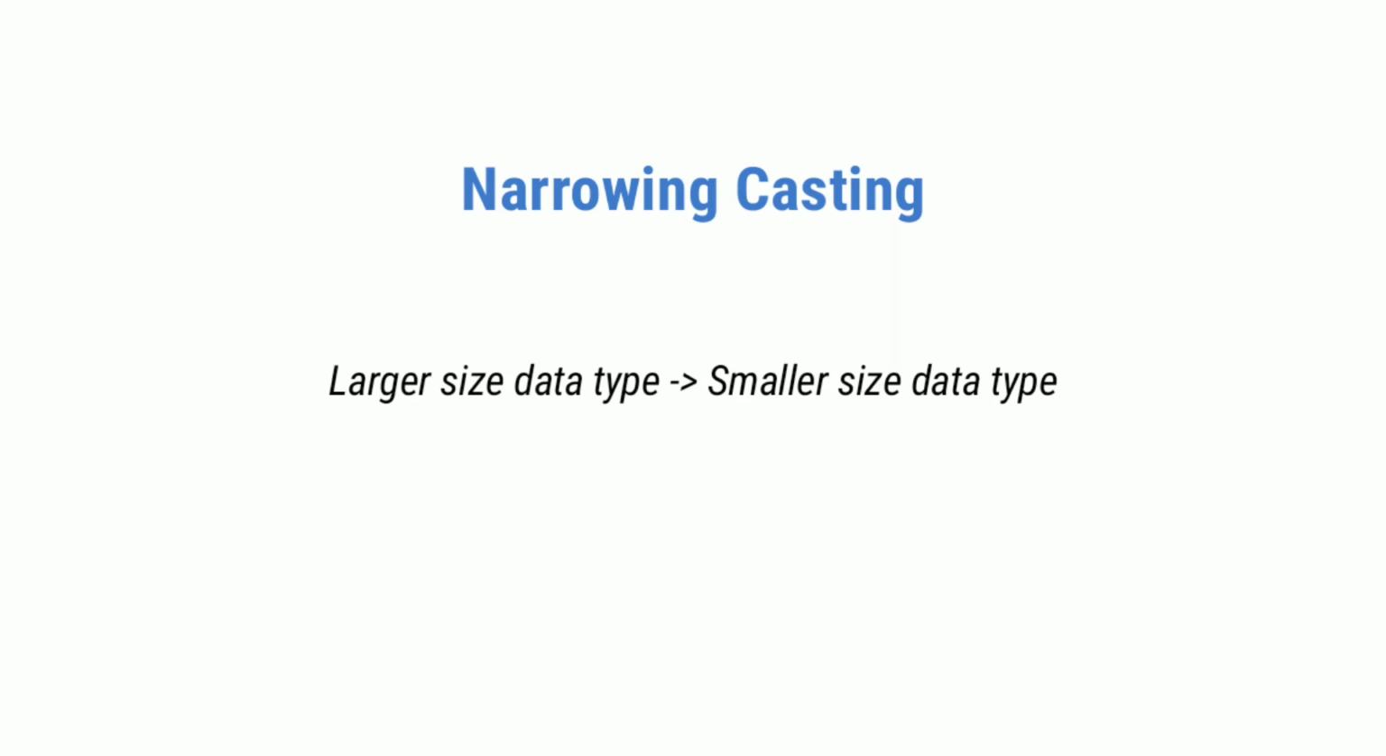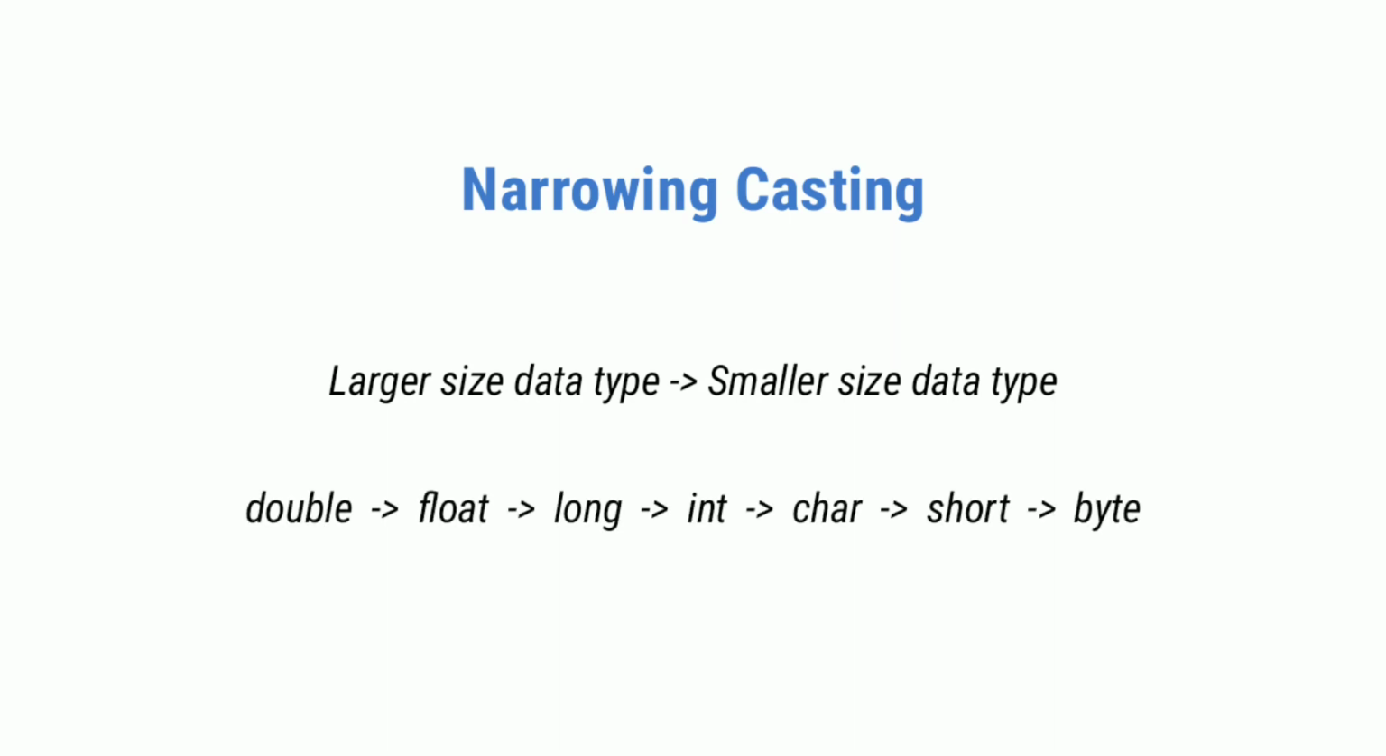Now let's talk about manual typecasting or narrowing casting. By using this type of casting, we can easily convert a larger size data type to a smaller size data type. And the order should be exactly the opposite of widening casting. I hope you got some idea about these two types of casting.